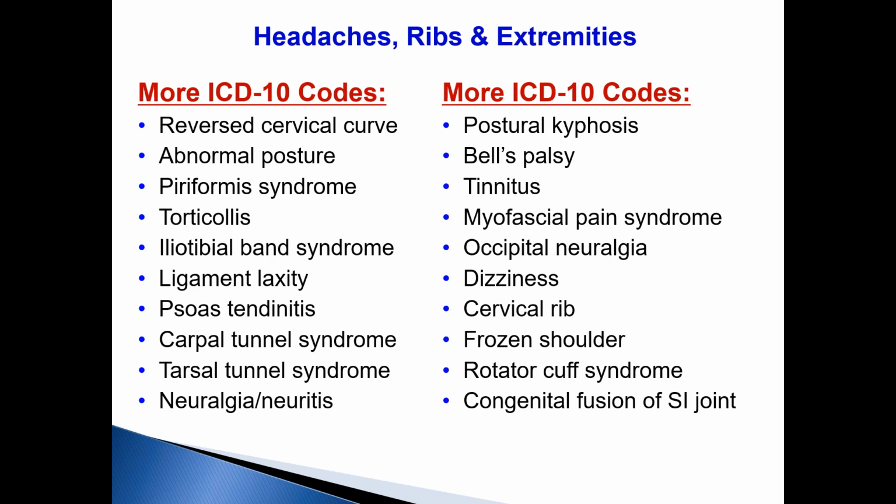Alrighty, now here's a bunch of other codes that we just don't have time to get into, and the book that I mentioned earlier has these ICD-10 codes listed in a nice format, but these codes definitely relate to chiropractic: reverse cervical curve, abnormal posture, piriformis syndrome, torticollis, iliotibial band syndrome, ligament laxity, psoas tendinitis, carpal tunnel syndrome, tarsal tunnel syndrome, neuralgia, neuritis, postural kyphosis. I have a client, that's his deal.